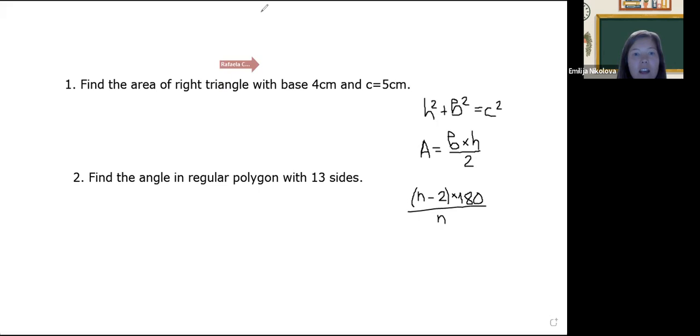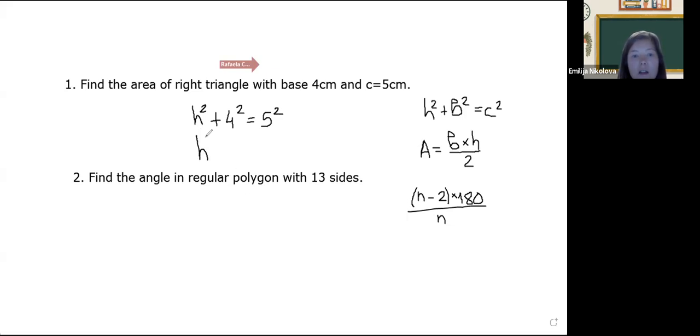So how to find h? We are missing h. You just put it as it was, so we will have h squared. This one is missing, so we're leaving it as it is. We have plus. Instead of the base, I put 4, so 4 squared. Then that equals C, that is 5. C is 5, and then I square that one too.